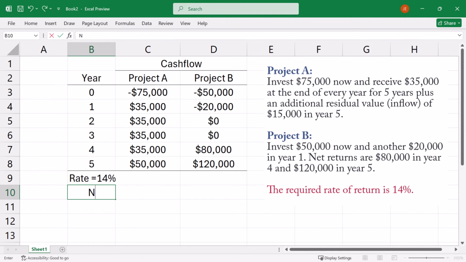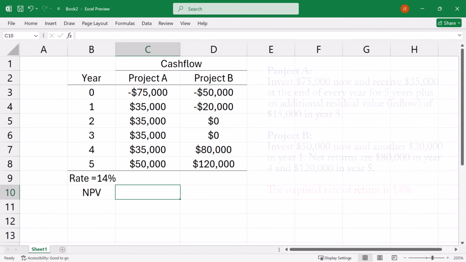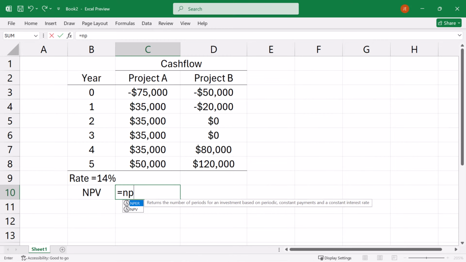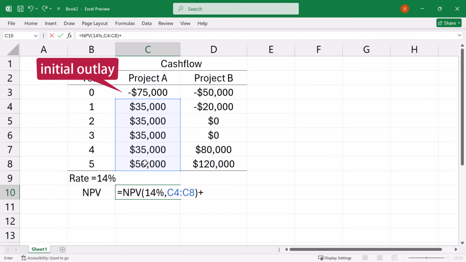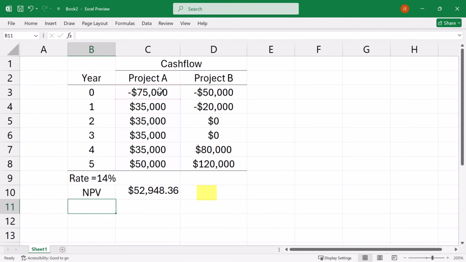Now, to compute the net present value for project A, type equals NPV. Enter 0.14 or 14% for the rate, comma. Select cash flows from year 1 to the final year. Note that the NPV function in Excel starts at period 1, not period 0. This means it doesn't account for the initial outlay. We need to add this manually. Enter. And that's the net present value for project A.